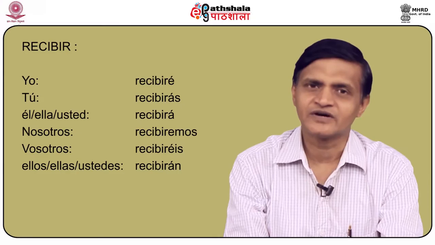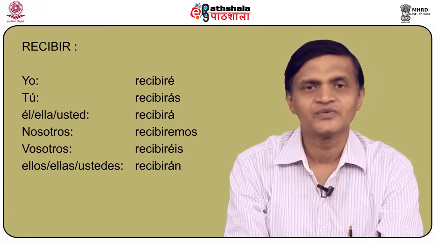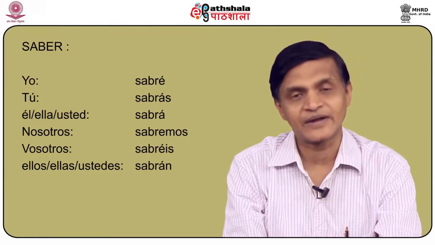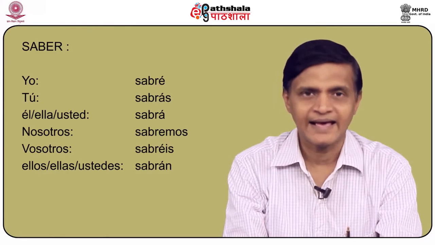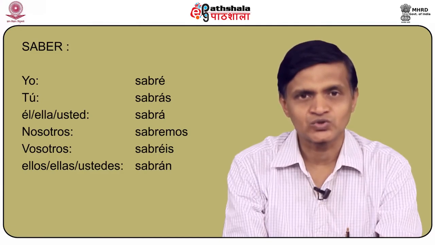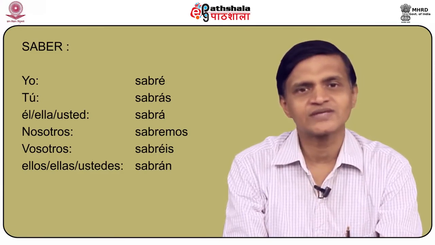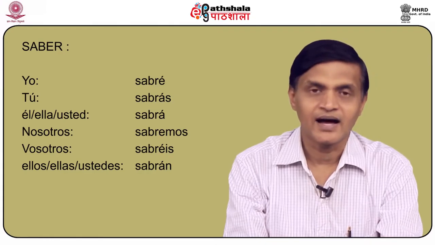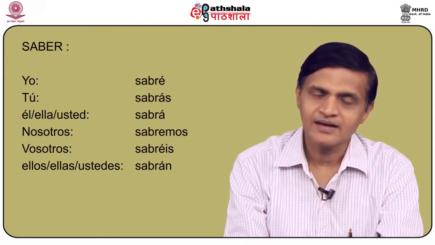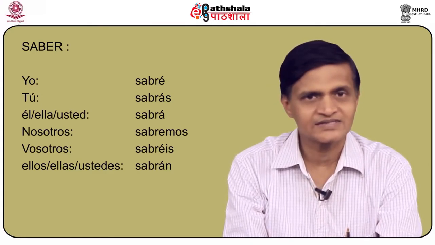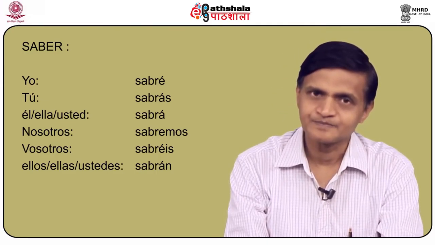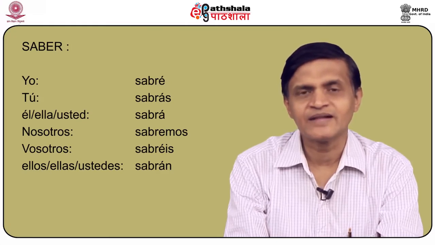How do we conjugate a verb like saber in the future? Well, we conjugate saber in the following manner in the future tense. Yo sabré, tú sabrás, él, ella, usted sabrá, nosotros sabremos, vosotros sabréis, and ellos, ellas, ustedes sabrán. I repeat, yo sabré, tú sabrás, él, ella, usted sabrá, nosotros sabremos, without accent, vosotros sabréis, and ellos, ellas, ustedes sabrán.